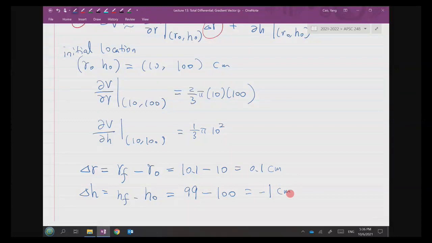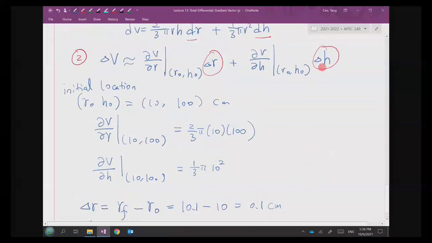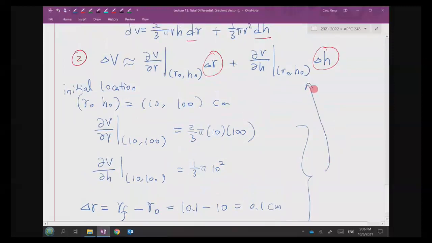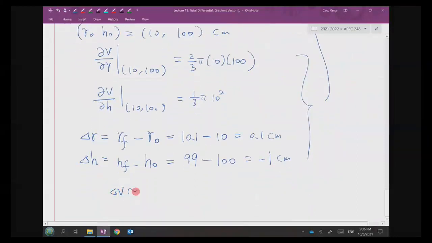What is the final value? What is the initial value? And now we got everything here. You substitute all of these numbers into this approximation formula. Your delta V is approximately 100 pi over 3 cubic centimeter.